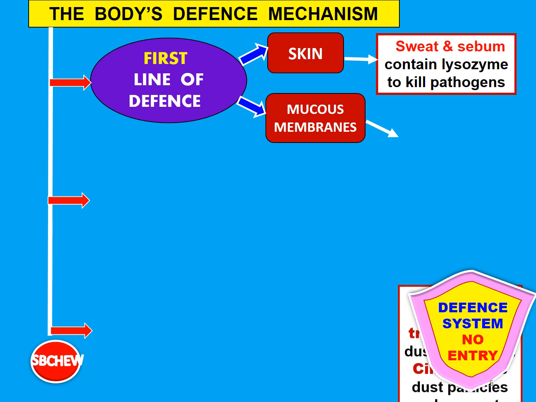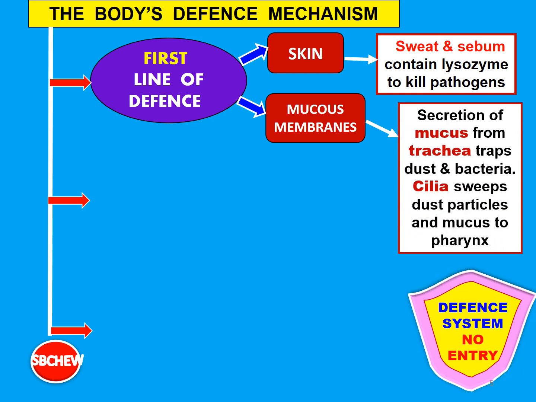The mucous membranes refer to the trachea, which produce mucus, and other parts of the body that can secrete mucus. But generally, the secretion of mucus from trachea traps dust and bacteria, and the epithelial cells of the trachea also contain cilia, which sweeps the dust particles and mucus to the pharynx.